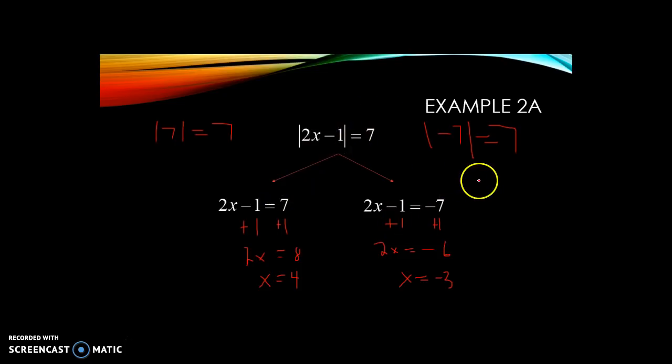Maybe some of the tricks that we see in these are if the absolute value of something equals a negative number, that can't happen, so that's our no solution situation. Maybe it equals negative 5 or something like that.